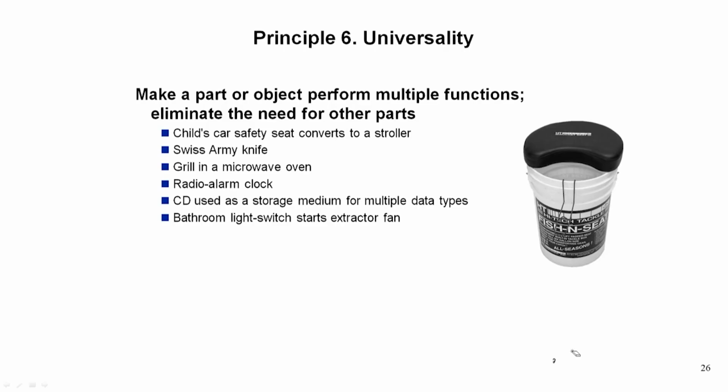Similarly, a Swiss army knife having multiple functions in one place, a grill inside a microwave, a radio alarm clock, both radio as well as alarm clock, right? A CD used as a storage medium, or a bathroom light switch that starts an extractor fan also. So, that is principle 6, called the principle of universality.